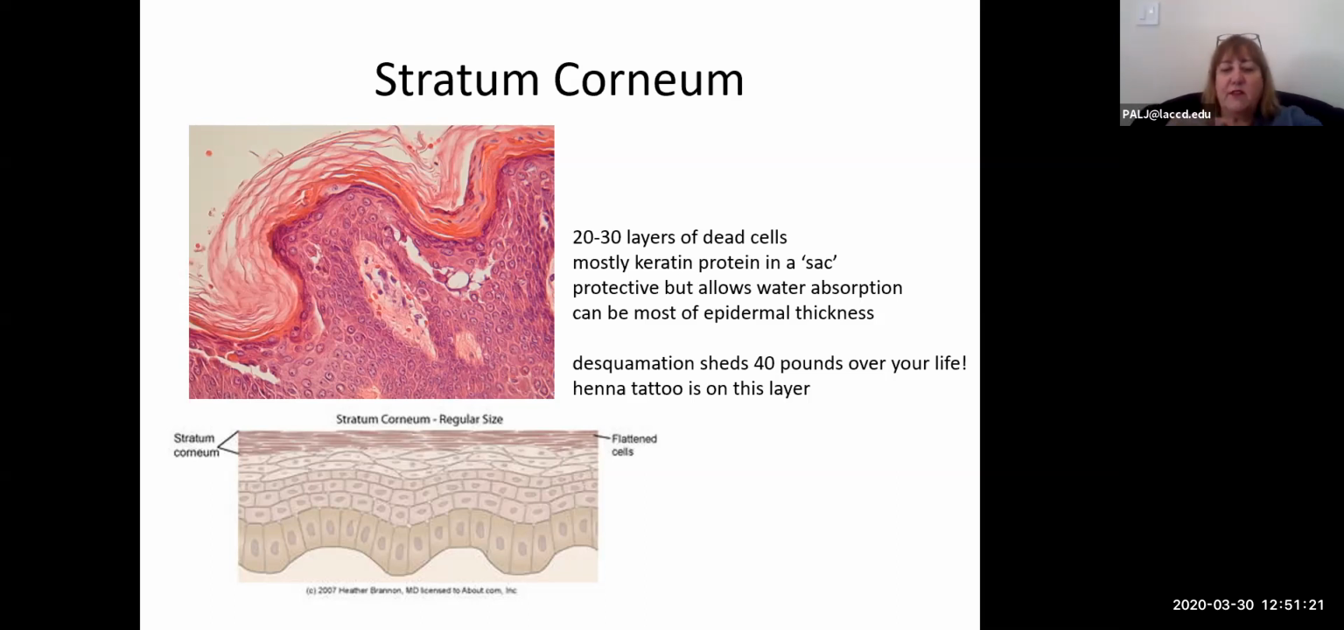And over your life, this stuff sheds, because if you scratch your arm, you can get all that little white stuff. If you have big clumps, that's when people are having dandruff. Those are big clumps of the stratum corneum. But you shed this all the time. In fact, you'll shed 40 pounds of this over your life.